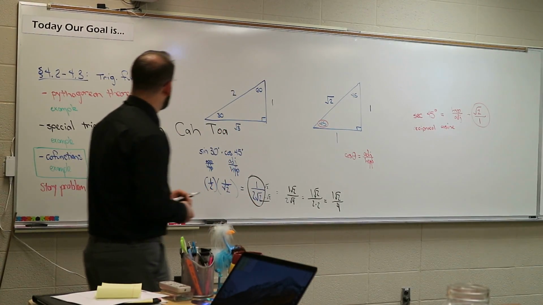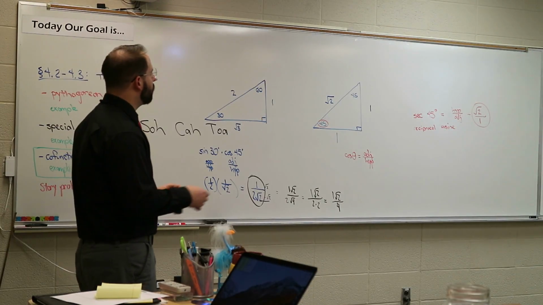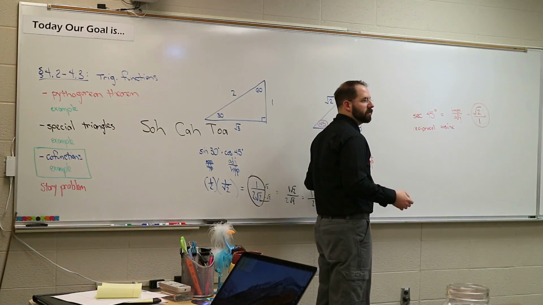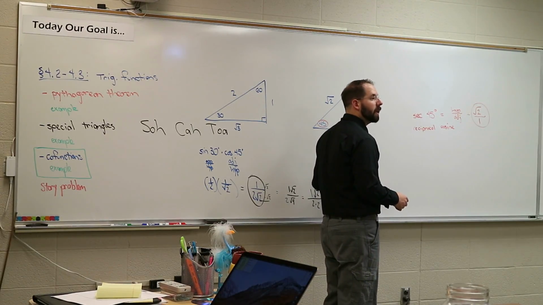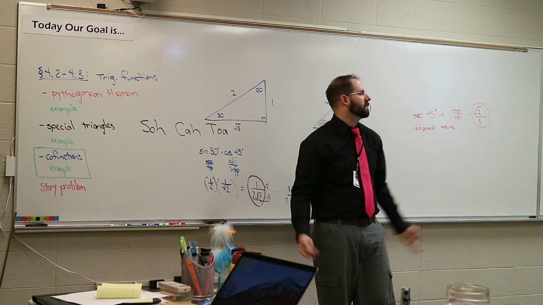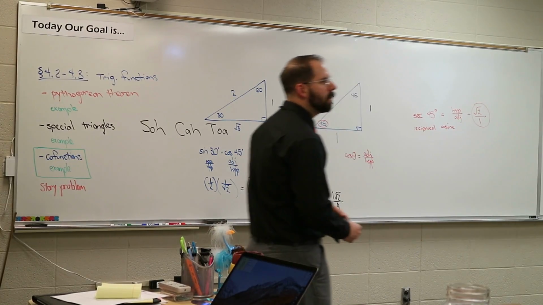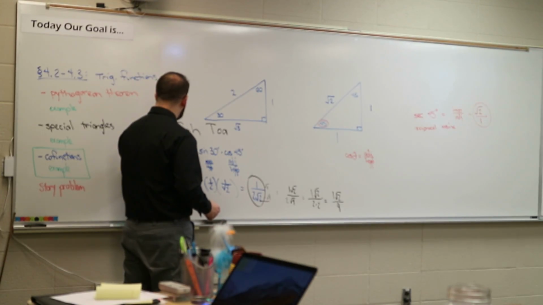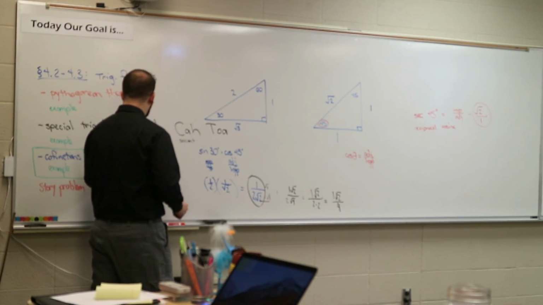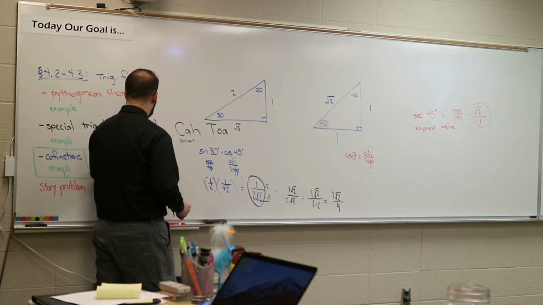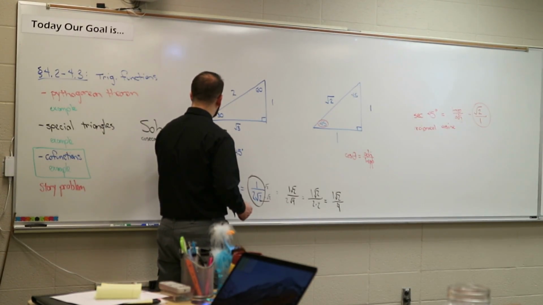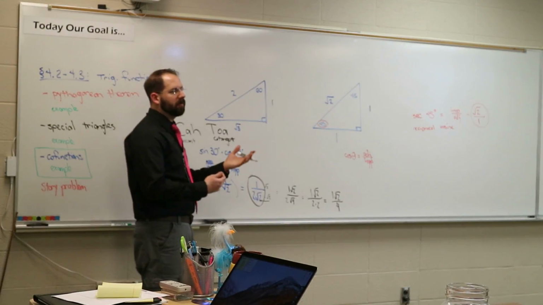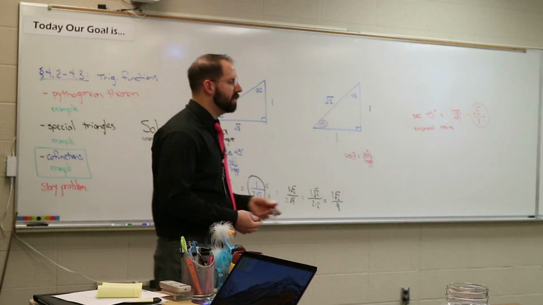Reciprocal, so if we do the secant, secant is always paired with cosine. Basically you're finding cosine's answer, you just flip it over, it's a reciprocal. That's the only difference. Secant is paired with cosine, cosecant is paired with sine, and cotangent is paired with tangent. So basically what I would do is just find the tangent answer, and then just flip it over if I want cotangent. That's the easiest way I would do it.